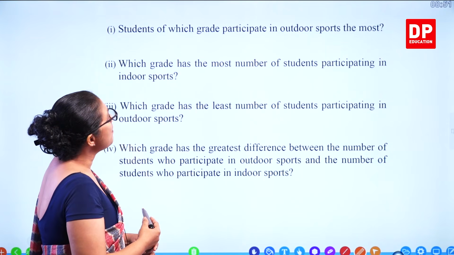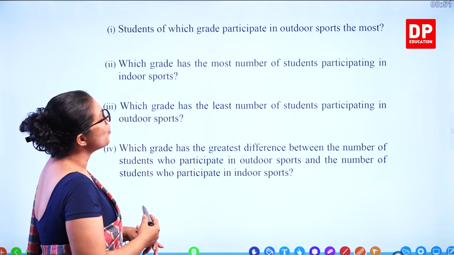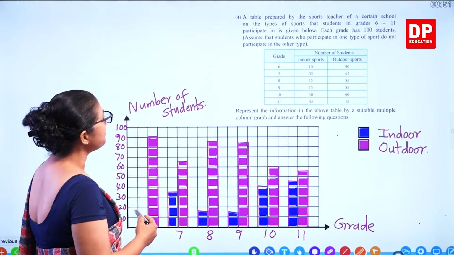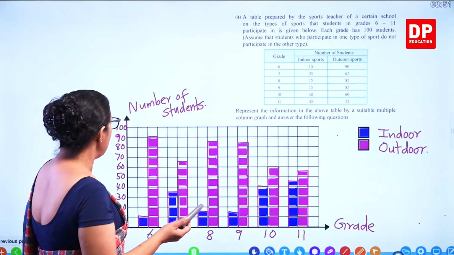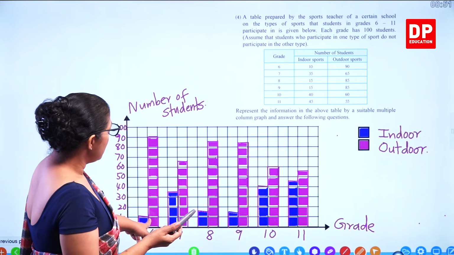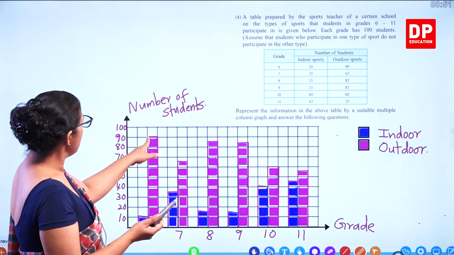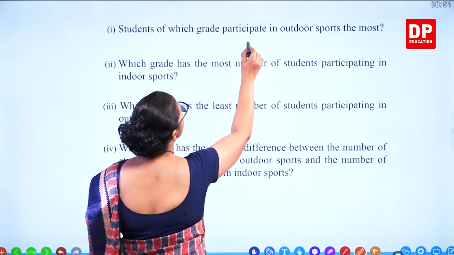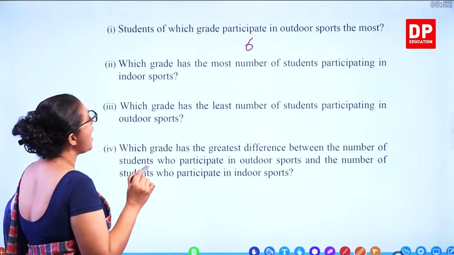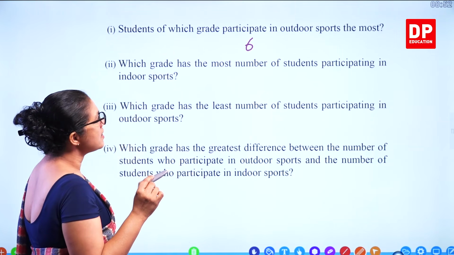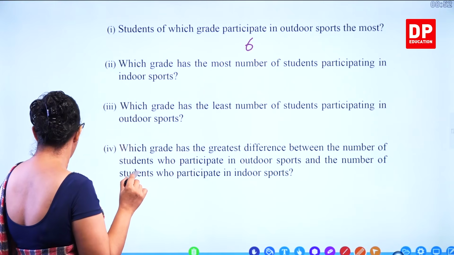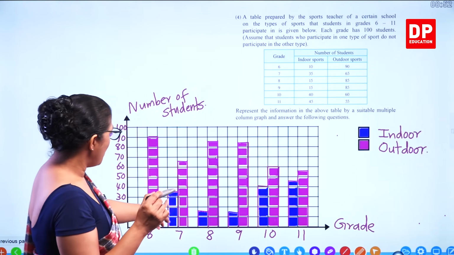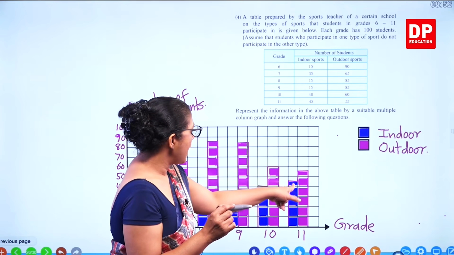Students of which grade participate in outdoor sports the most? Outdoor sports. So that means pink color one. So most means this one. So grade 6. Which grade has the most number of students participating in indoor sports? So indoor sports means blue one highest. Blue one highest is grade 11.